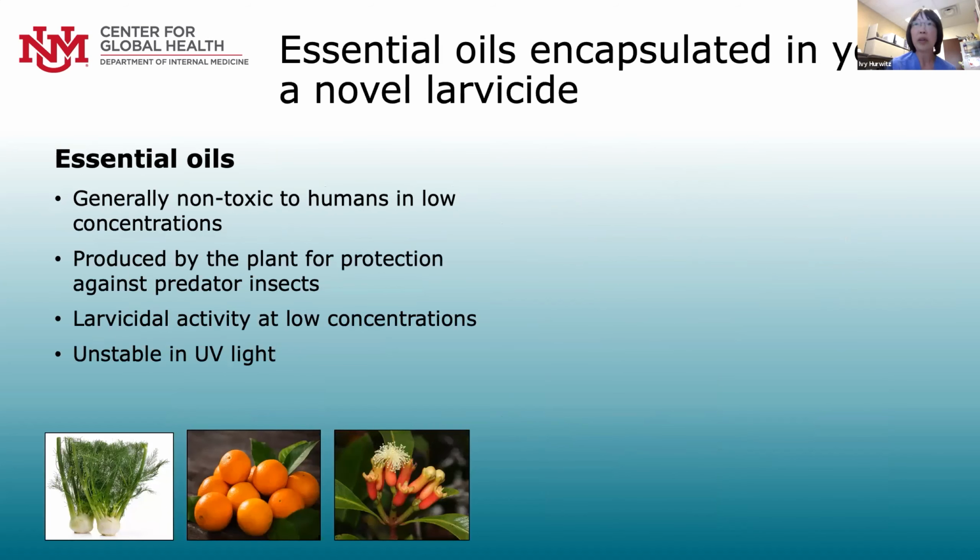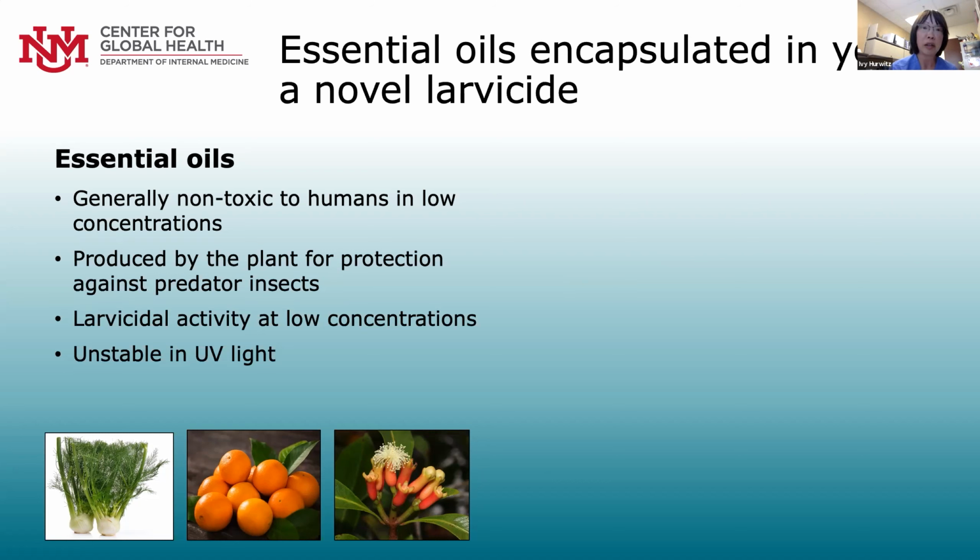So we know about essential oils, and what essential oils are is that they are volatile compounds that have strong aromatic components that give a distinctive odor, flavor, or scent to an aromatic plant. These oils are generally non-toxic to humans in low concentration, and they're usually produced by plants for use in its protection against predatory insects. As such, many studies have demonstrated that essential oils have larvicidal activities.